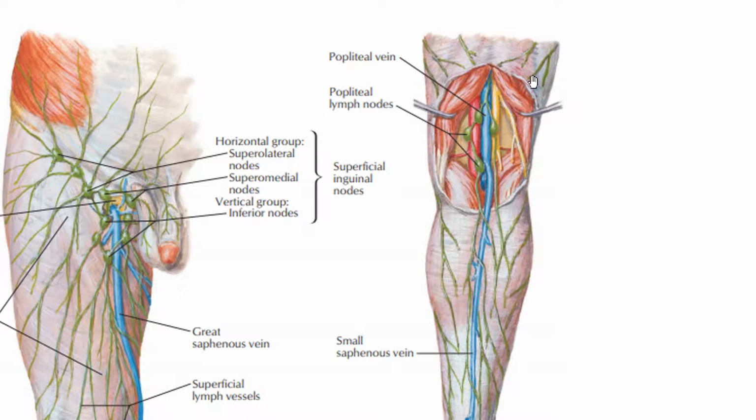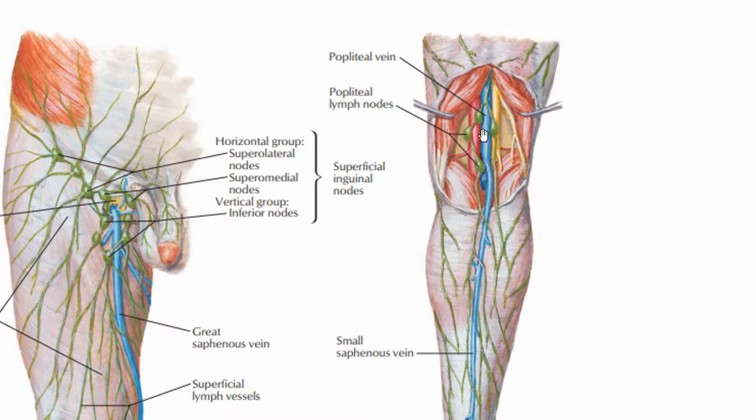So these lymphatics, which are superficial lymphatics, were accompanying the small saphenous vein, and finally they drained into lymph nodes which are called popliteal lymph nodes. These popliteal lymph nodes are deep lymph nodes because they were present beneath this deep fascia, deep into the popliteal fossa.